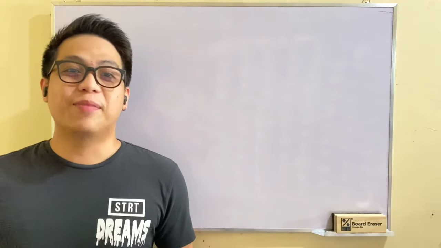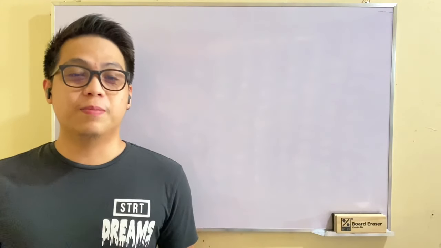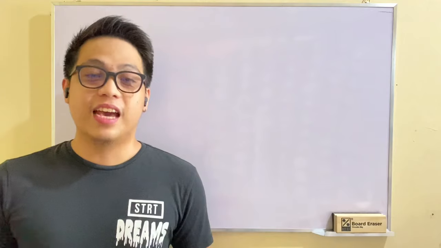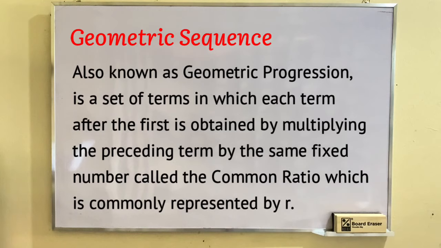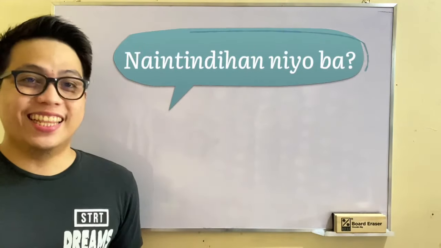Okay, tulad ng sinabi ko kanina, ating topic ngayon is about geometric sequence. Ano nga ba ang geometric sequence? A geometric sequence, also known as geometric progression, is a set of terms in which each term after the first is obtained by multiplying the preceding term by the same fixed number called the common ratio, which is commonly represented by small letter r. Okay, naintindihan nyo ba?